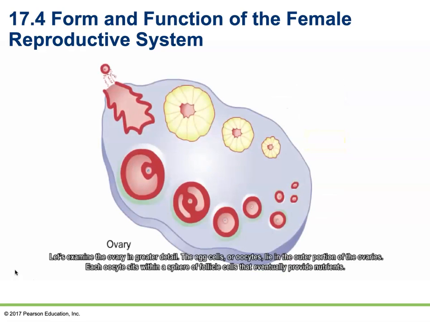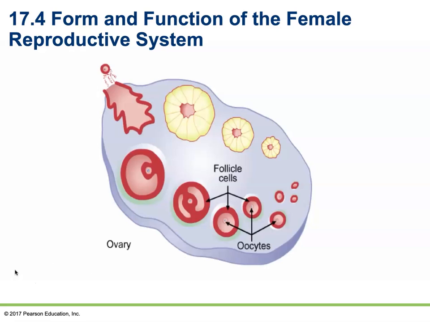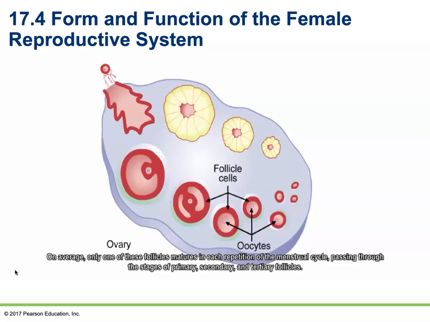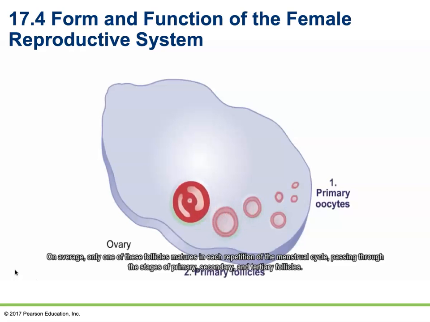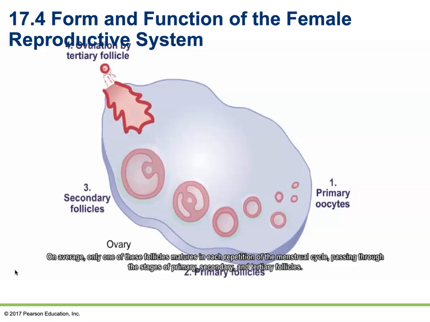Let's examine the ovary in greater detail. The egg cells, or oocytes, lie in the outer portion of the ovaries. Each oocyte sits within a sphere of follicle cells that eventually provide nutrients. Together, each oocyte and its accessory cells is called an ovarian follicle. On average, only one of these follicles matures in each repetition of the menstrual cycle, passing through the stages of primary, secondary, and tertiary follicles.